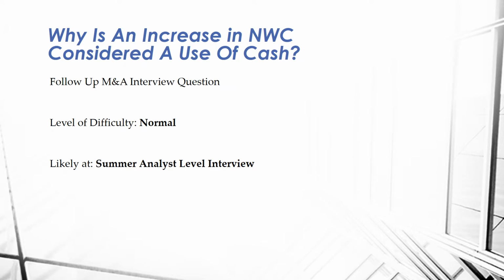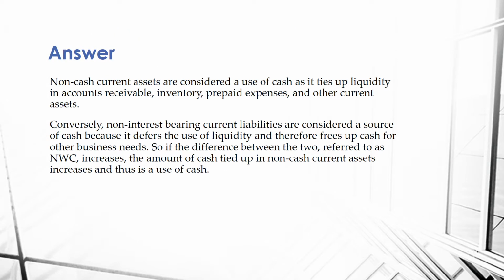So why is an increase in net working capital considered a use of cash, and therefore subtracted away when we calculate free cash flow? Well, non-cash current assets are considered a use of cash as it ties up liquidity in accounts receivable, inventory, prepaid expenses, and other current assets. Conversely, non-interest-bearing current liabilities are considered a source of cash because it defers the use of liquidity and therefore frees up cash for other business needs.